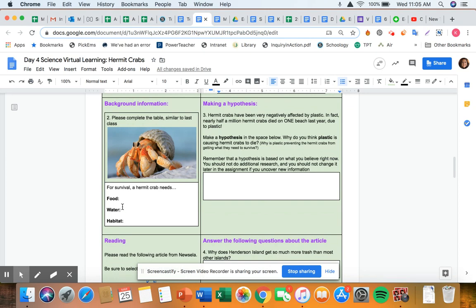That's going to help you do the rest of the assignment, and this should be just like what you did last class. And then we're going to make a hypothesis. So don't do any extra research for this. Just go through the scenario and make a hypothesis.